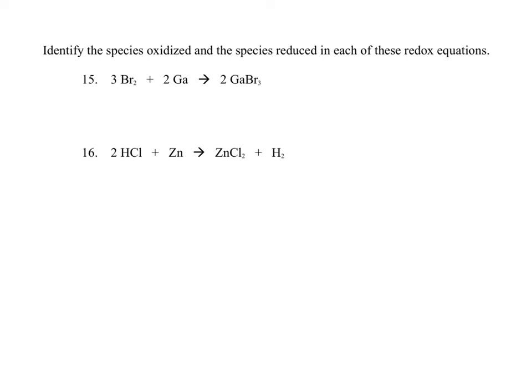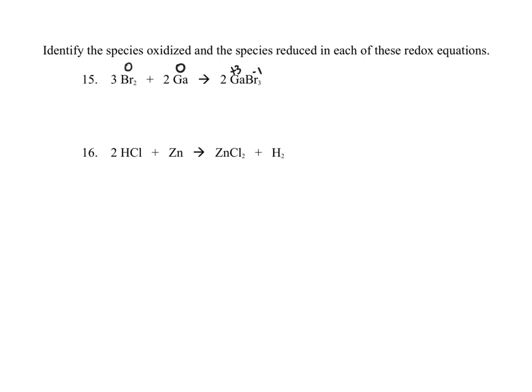So Br2 just by itself, elemental bromine, has an oxidation number of 0. Elemental gallium, element 31, by itself, no charge, oxidation number of 0. Okay, now we get over to the right side. We have 3 bromide ions. Don't let that confuse you. It's in a compound. It's just bromide. So each one of those is -1, right? And gallium is a 3A metal, so it's going to be +3.